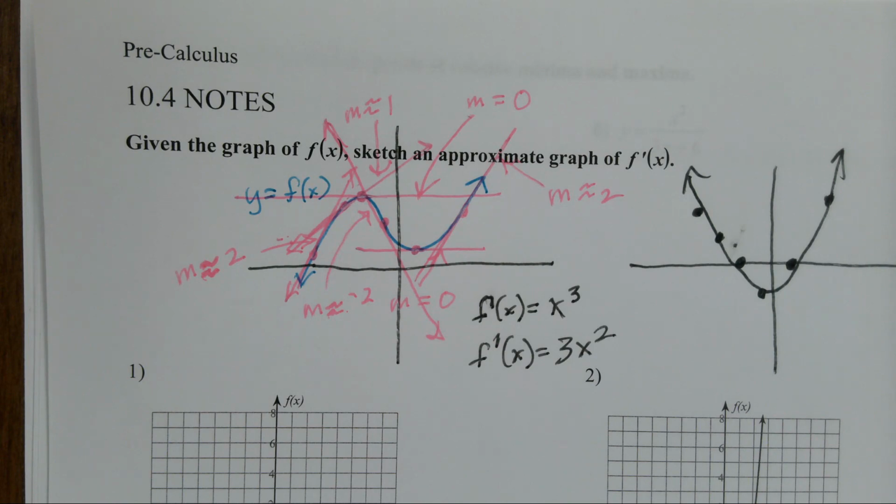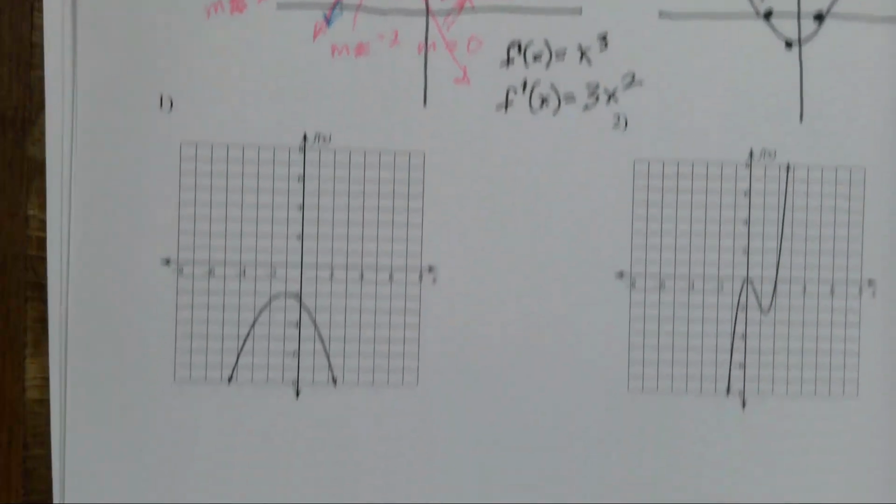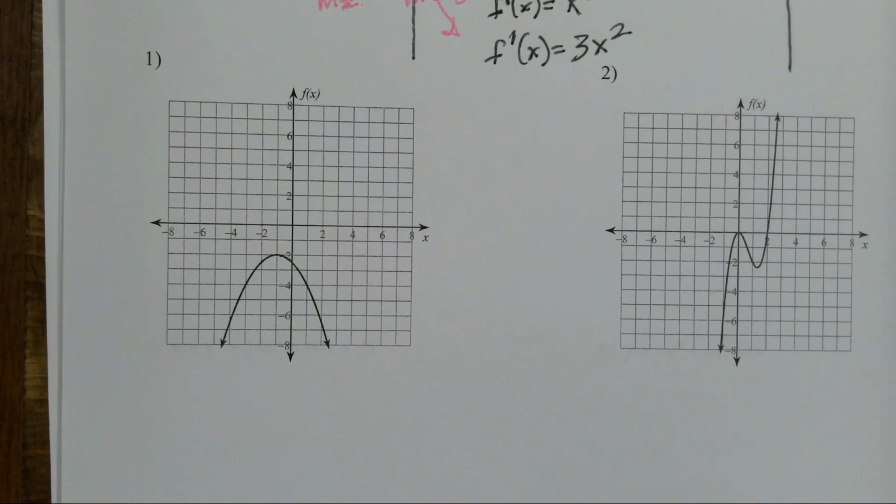And so whenever I graph my derivatives, my f prime, an approximate, I want to think about what is the nature of the graph that I started with? What does it kind of look like? And if I take the derivative of that, what is that graph going to look like? Okay? And then I start plotting approximate slopes on there. So let's look at problem number 1, and I'm going to graph the derivative right on the graph.